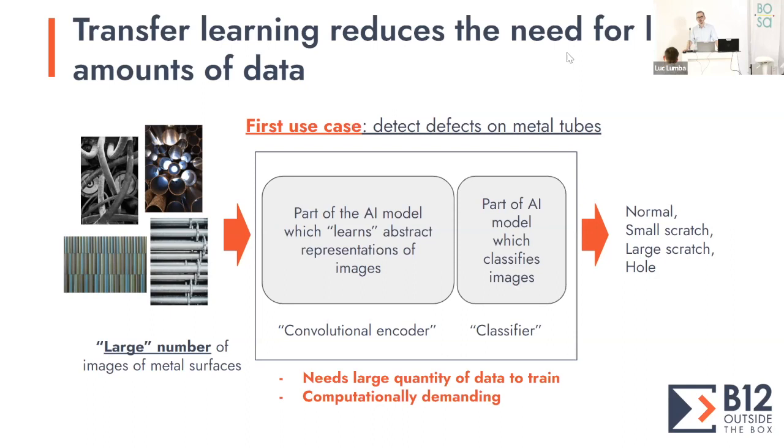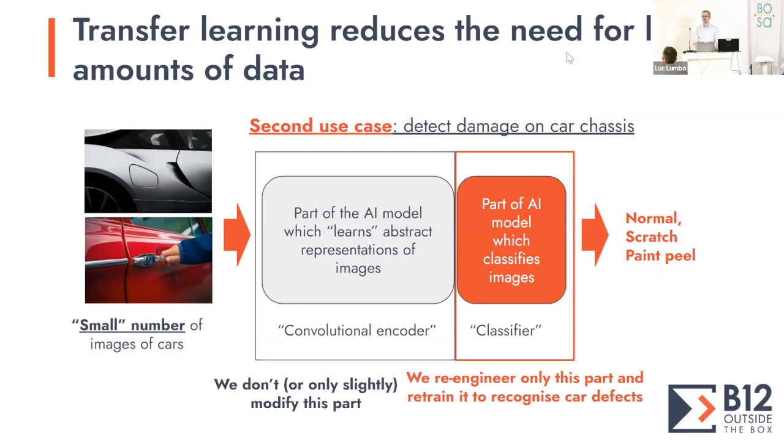Now the problem with this is that you need a lot of computational power, and you need large quantities of training data, but you only have to do this once. Now once you've done this job and you've invested in this algorithm, you can ask yourself, okay, now I want to detect damage on car chassis. So what you can do is use a part of the algorithm that you developed to detect defects on metal surfaces, and keep that part intact or largely intact. And you can only focus on modifying the part which actually does the classification so that it can take into account the new information. Experience has shown that by doing this, you need significantly less data. And because you're not training the entire algorithm, but only a part of it, it's also a lot less computationally intensive.